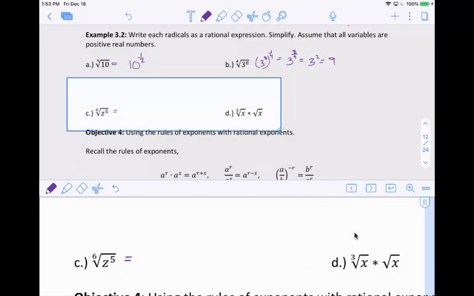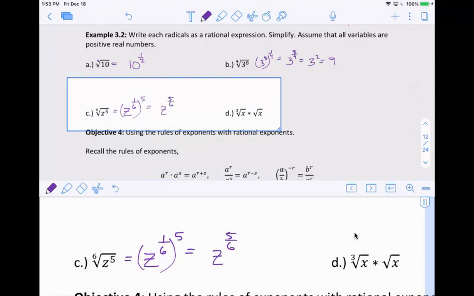Over here, what would this look like? Z to the 6th power, the 1/6 power to the 5th, or z to the 5/6.